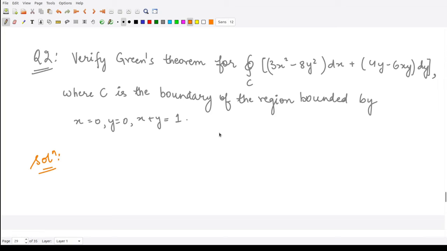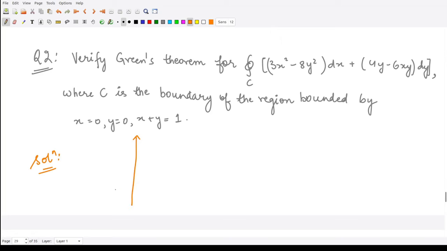Okay, so let us see the next question. It says to verify Green's theorem for this line integral of the function (3x² − 8y²) dx plus (4y − 6xy) dy, where the boundary is defined by this region. So our first step as always is to visualize this given region.